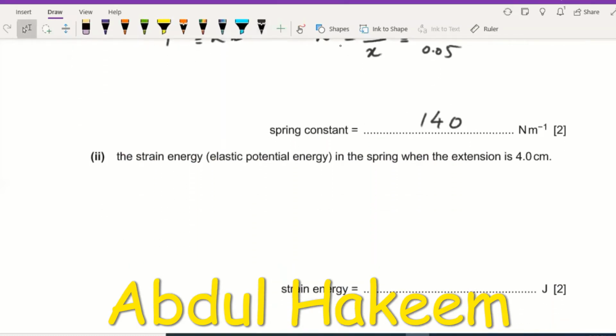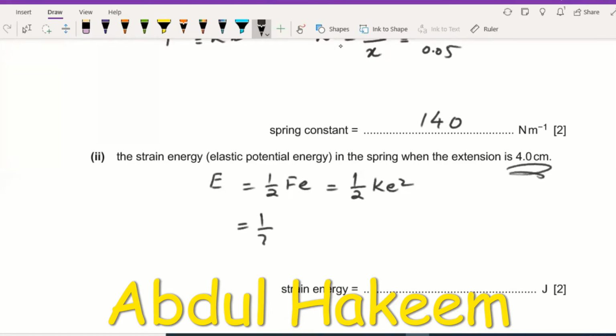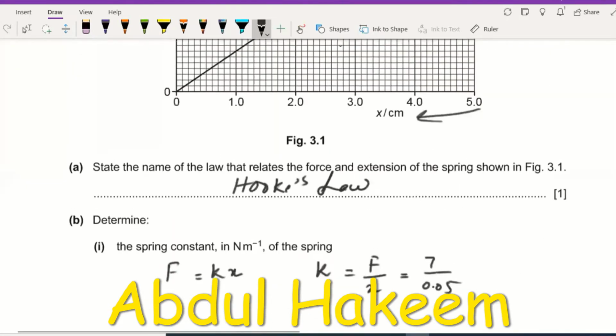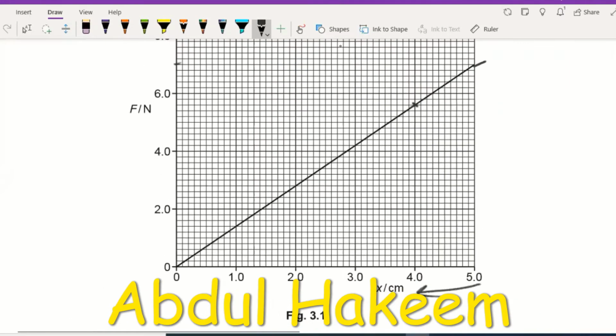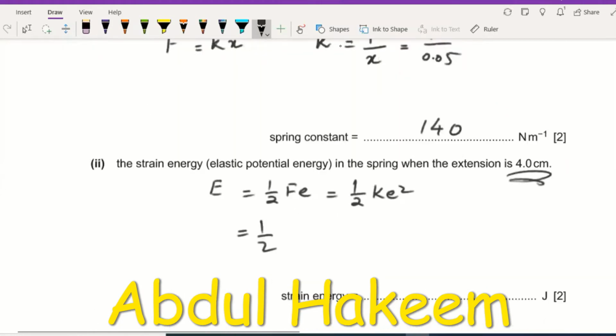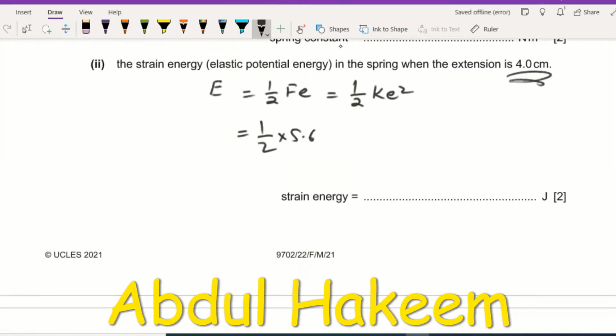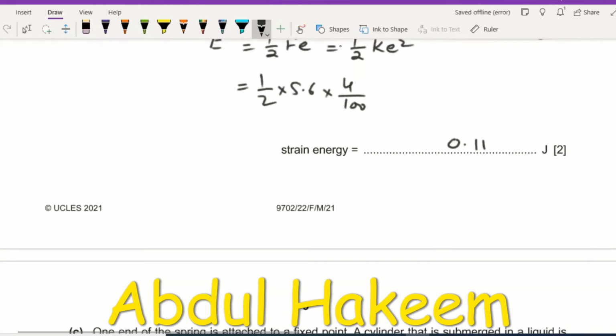Next question is the strain energy, elastic potential energy, in the spring for the extension of 4 centimeter. So energy is equal to 1 by 2 Fx or 1 by 2 kx squared. So 1 by 2. What is the force for the 4 centimeter extension? This one, and this is approximately here, yes, 5.6. So 1 by 2 times 5.6 multiplied by extension 4 centimeter, so 4 divided by 100. After calculation, the answer is approximately 0.11 joule.